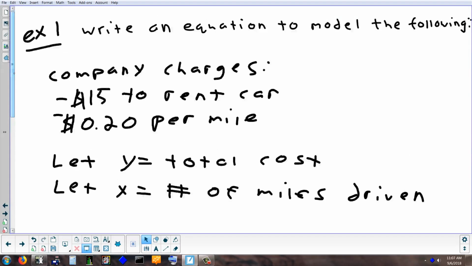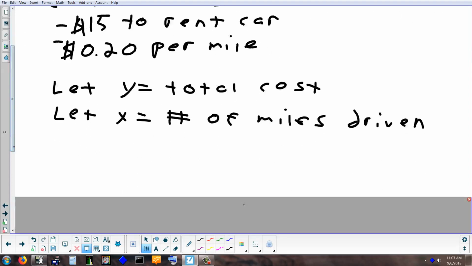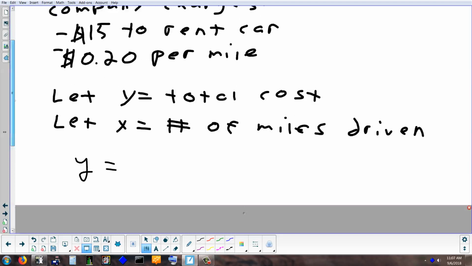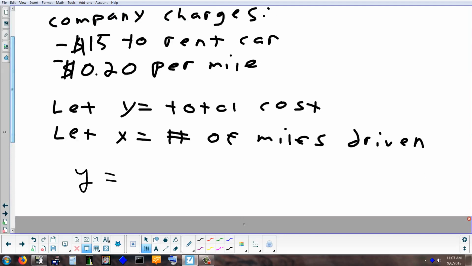Okay, so what I want to do is write an equation that represents this situation. I want to write an equation where you tell me how many miles you drove, I plug it into the formula, and it calculates the cost. All right, so Isabel, what is my equation going to start out with if it's going to calculate the cost? Y. Yeah, it's going to start out y equals, and now we need a formula to find the cost. How about Isaac? You think you could give me a formula to find the cost?